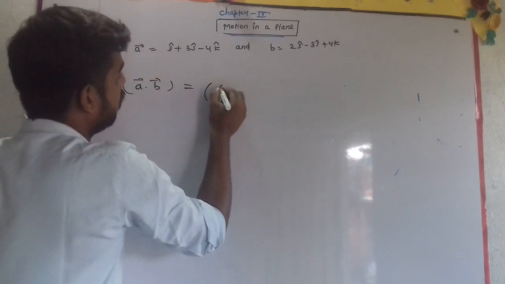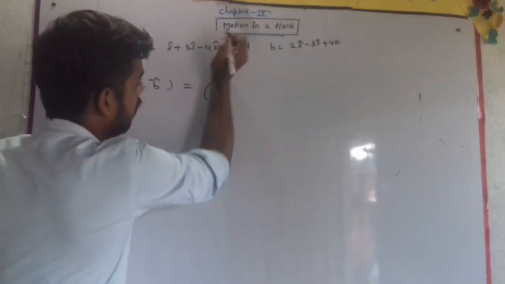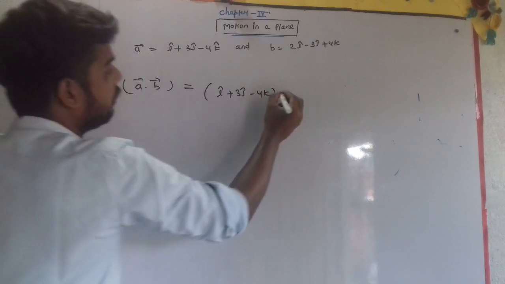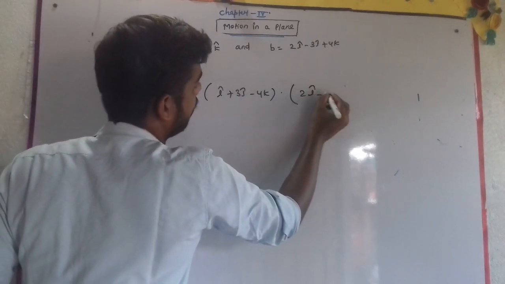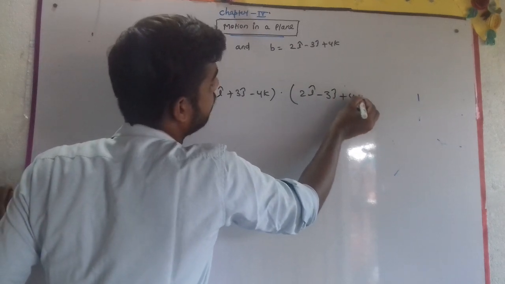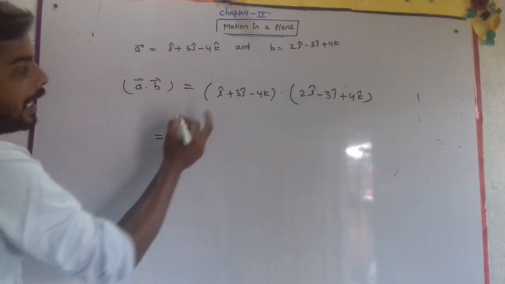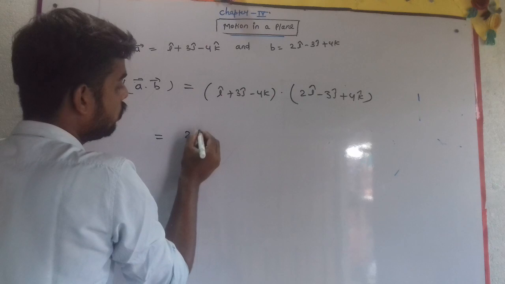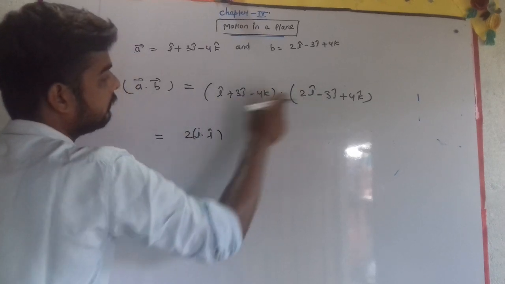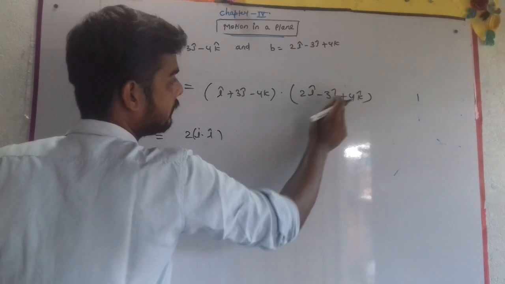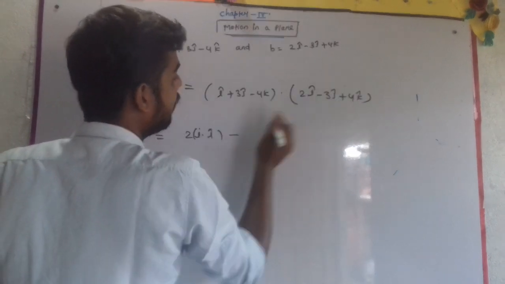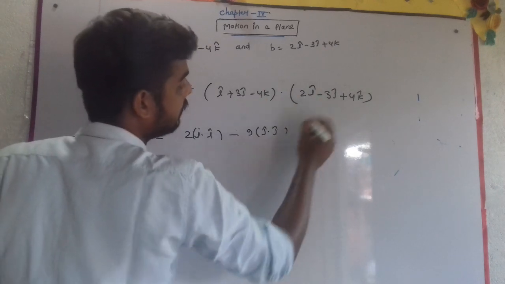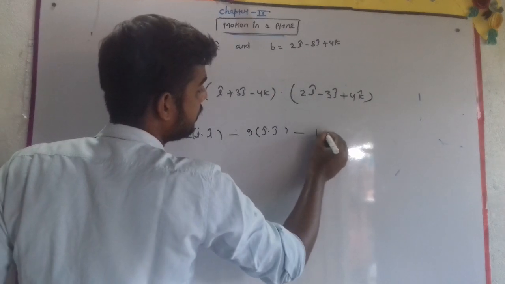We have vector A equal to i plus 3j minus 4k, dot B, 2i minus 3j plus 4k. This is a very simple method. You have to multiply only i dot i, j dot j and k dot k. I dot i into 2, 2i dot i. Okay, this we have to multiply. Plus into minus will be minus, 3 threes are 9, j dot j. Then minus 4 fours are 16, k dot k.